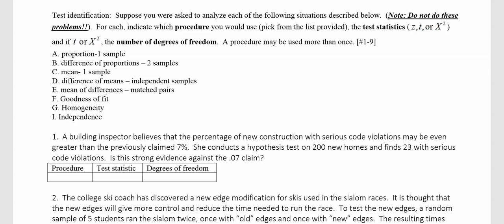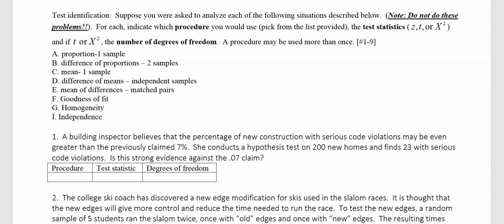So in number 1, a building inspector believes that the percentage of new construction with serious code violations may be even greater than the previously claimed 7%. She conducts a hypothesis test on 200 new homes and finds 23 with serious code violations. Is this strong evidence against the 0.07 claim?